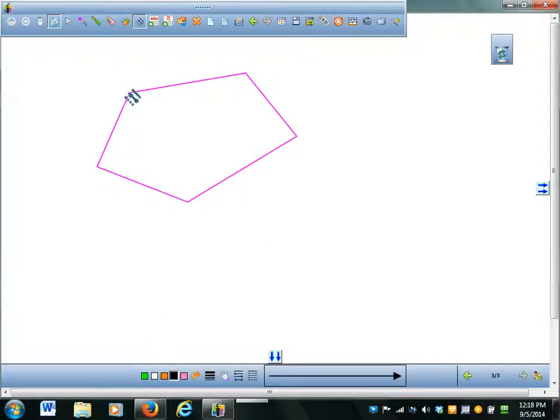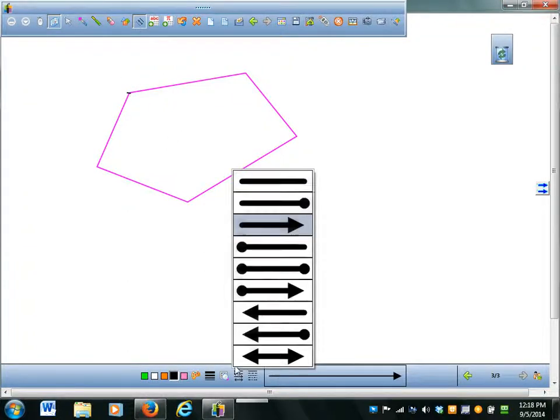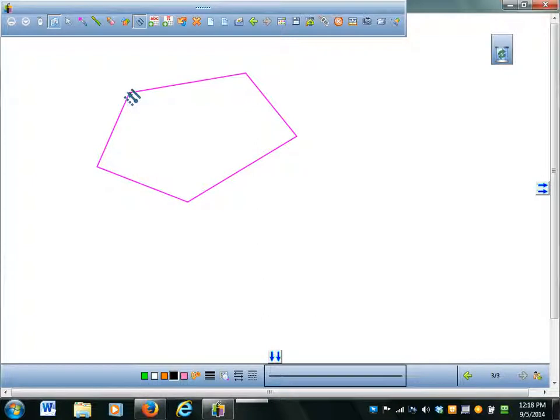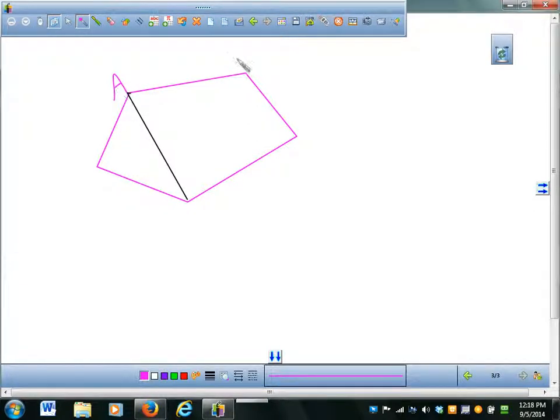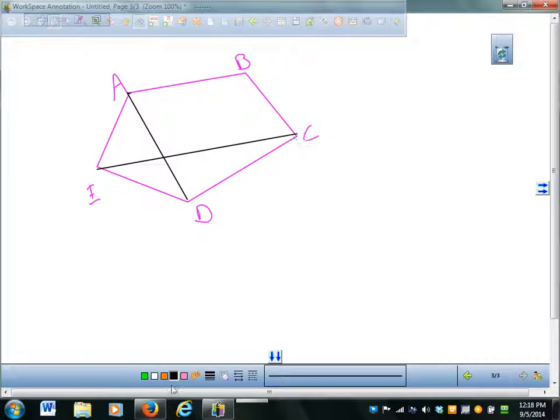If I were to draw a line from here to here, that's called a diagonal. A, B, C, D, E. I could draw another diagonal from E to C. Okay, who could give me a definition of a diagonal?